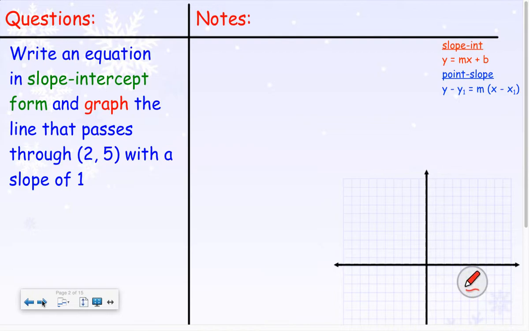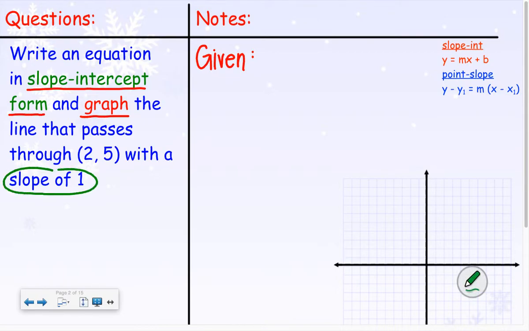We need our end answer to be in slope-intercept form, and after we get it there, we need to graph. But we need to look at what we are given in this problem. The two things we are given are our slope, which is 1, and a point, which is (2, 5).